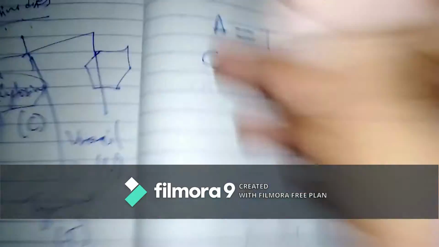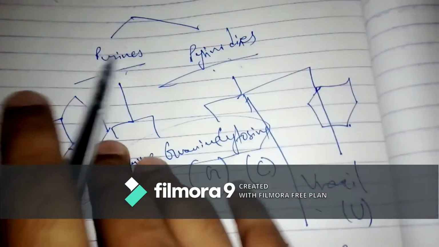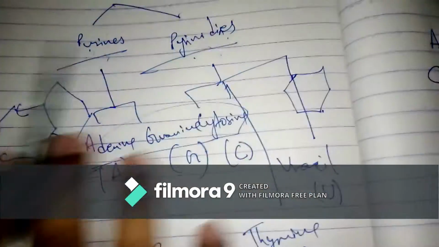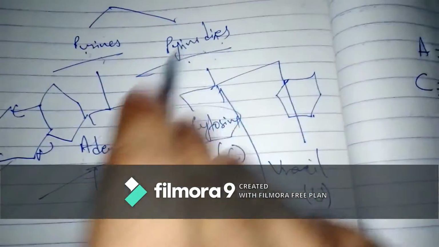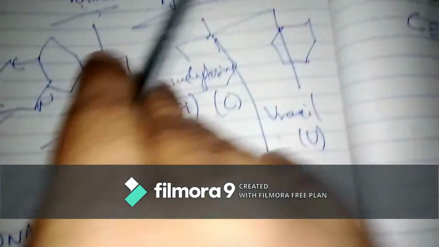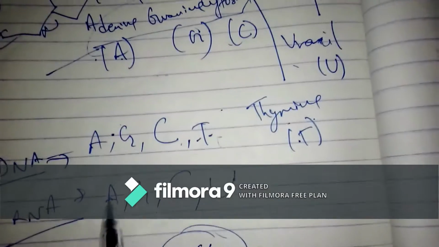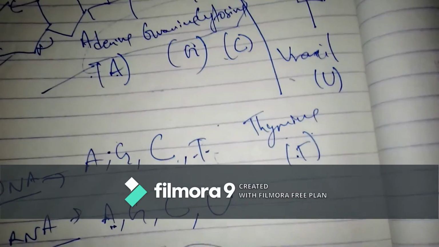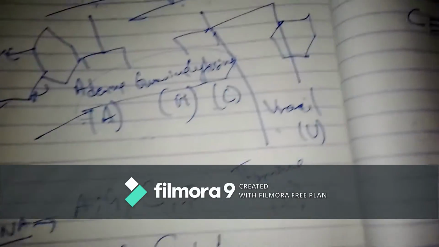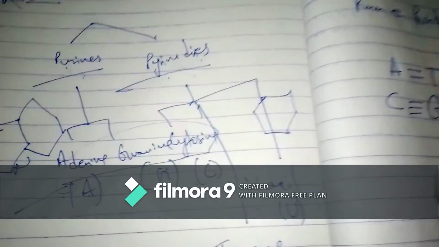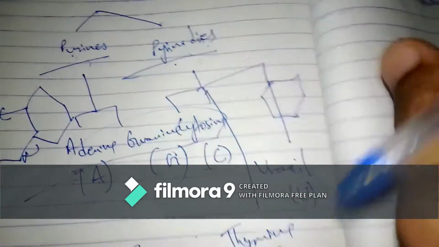Now again I'm telling you from the beginning, nitrogen bases are of 2 categories, purines and pyrimidines. Purines are adenine and guanine, pyrimidines are cytosine, thymine and uracil. In a DNA, adenine, guanine, cytosine and thymine are present. In an RNA, adenine, guanine, cytosine and uracil are present, but they are present in the form of complementary bases. It means bonded with one another.